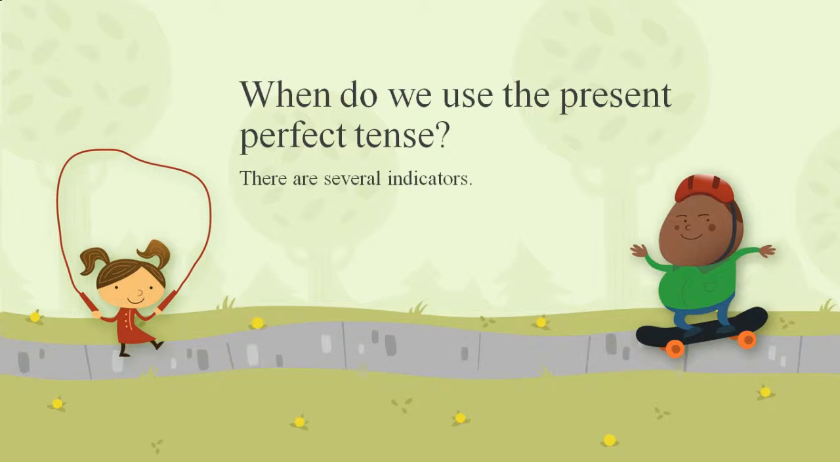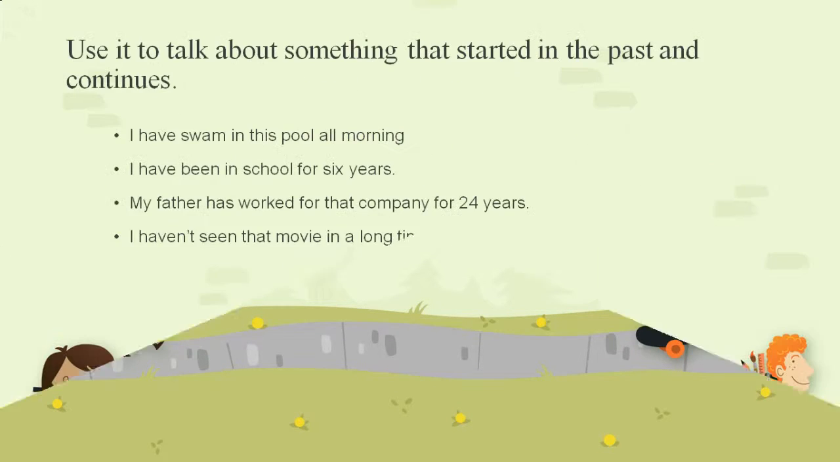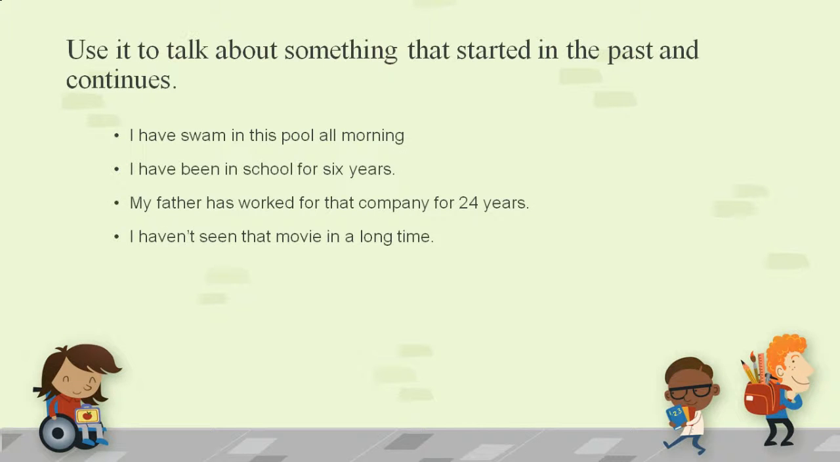Well, there's several indicators, ways that we know that we should be using the present perfect. First, we use it to talk about something that started in the past and continues. So something that may have started a long time ago or just yesterday, but it's still going on. So here's the first one. I have swam in this pool all morning. I started swimming earlier and I'm still doing it.